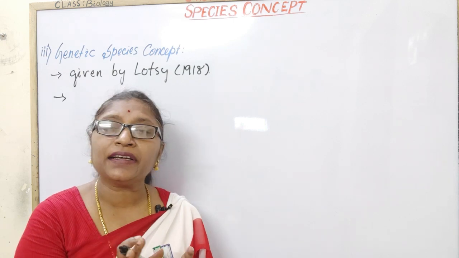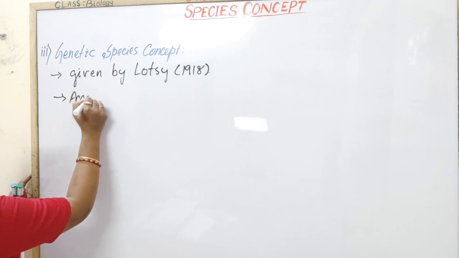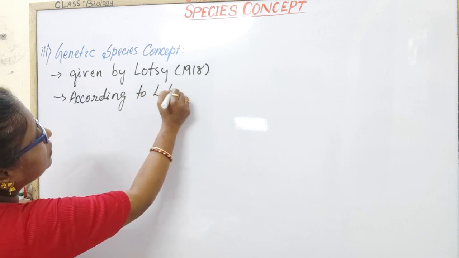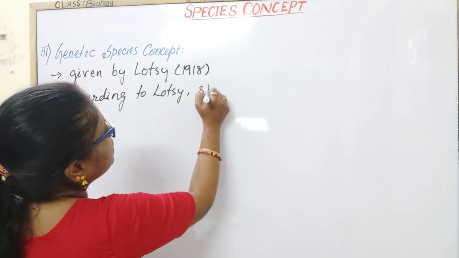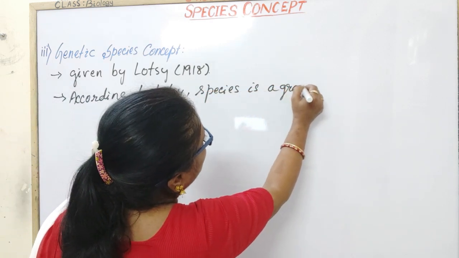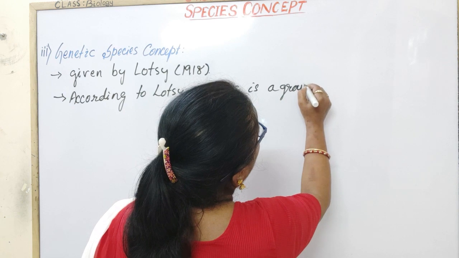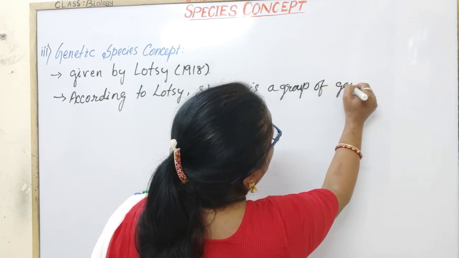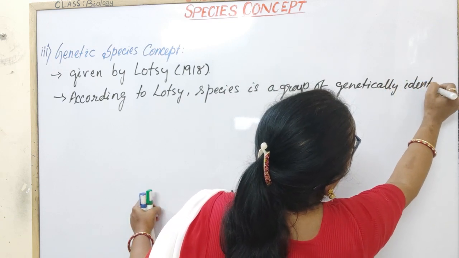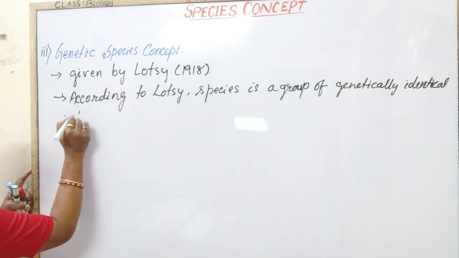So those who are genetically identical, according to Lord C, species is a group of genetically identical individuals.